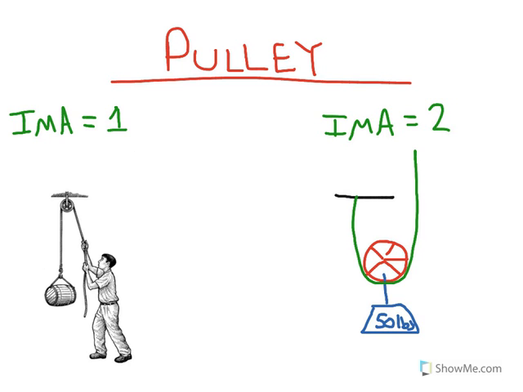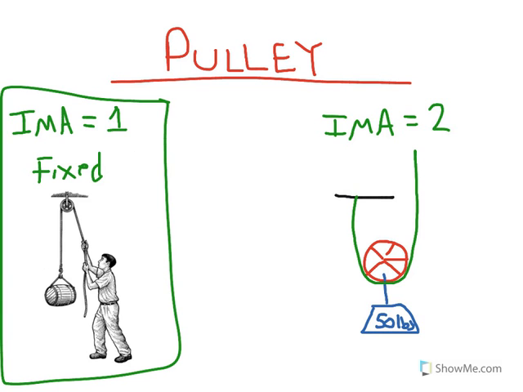Let's discuss the ideal mechanical advantage of a fixed pulley and the ideal mechanical advantage of a movable pulley. This first picture here is a fixed pulley. Once again, it's fixed because the pulley itself will not move up and down. This mechanical advantage is 1. You simply count the number of supporting strands. In this case, this part right here is a supporting strand.